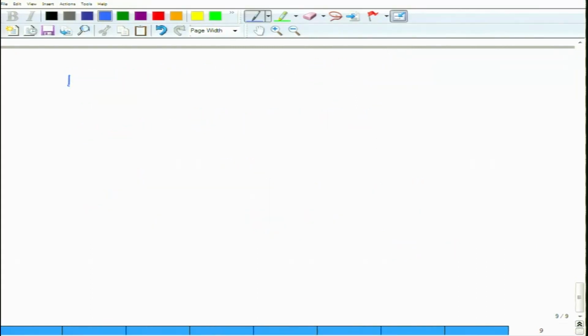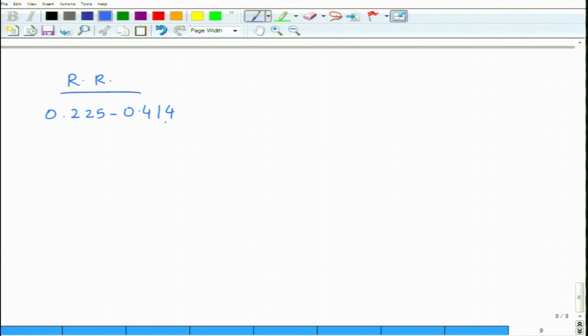The third one is when RR is between 0.225 and 0.414. If you recall, 0.225 was the size of a tetrahedral atom that could fit into a tetrahedral void of a close packed structure, and 0.414 was the size for octahedral. So here the cation is small enough that it can fit into a tetrahedral void but not into an octahedral one. In such a situation the coordination number tends to be 4, and this is called tetrahedral coordination.